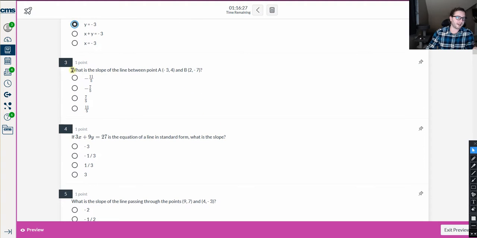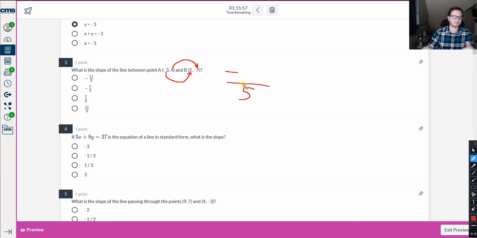For number 3, it asks what is the slope for a line that goes between point A and B? So we have change in x. We went from -3 to +2. To go from -3 to +2, we went up by 5 units. So that's +5 for down here. And the change in y, we went from 4 down to -7. So for this case, we went down.